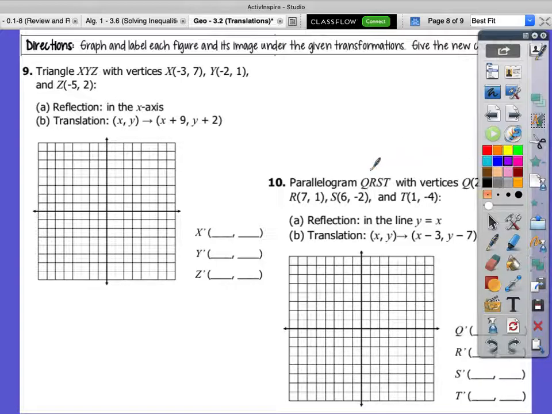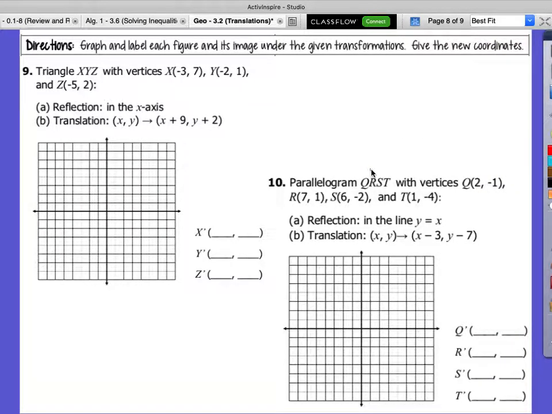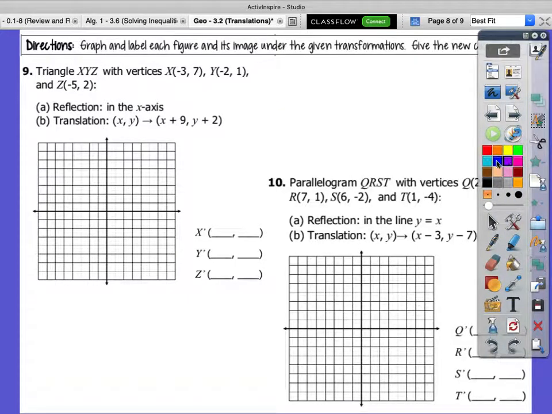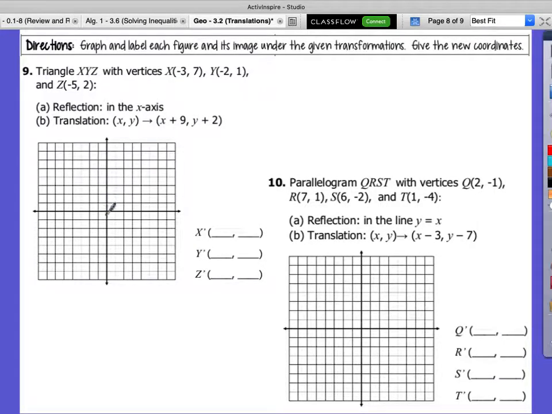Okay. So anyway, blue. Yellow. Triangle X, Y, Z. Green. Okay, we're gonna graph this, guys. We're gonna start off with graphing this just like we have every time.